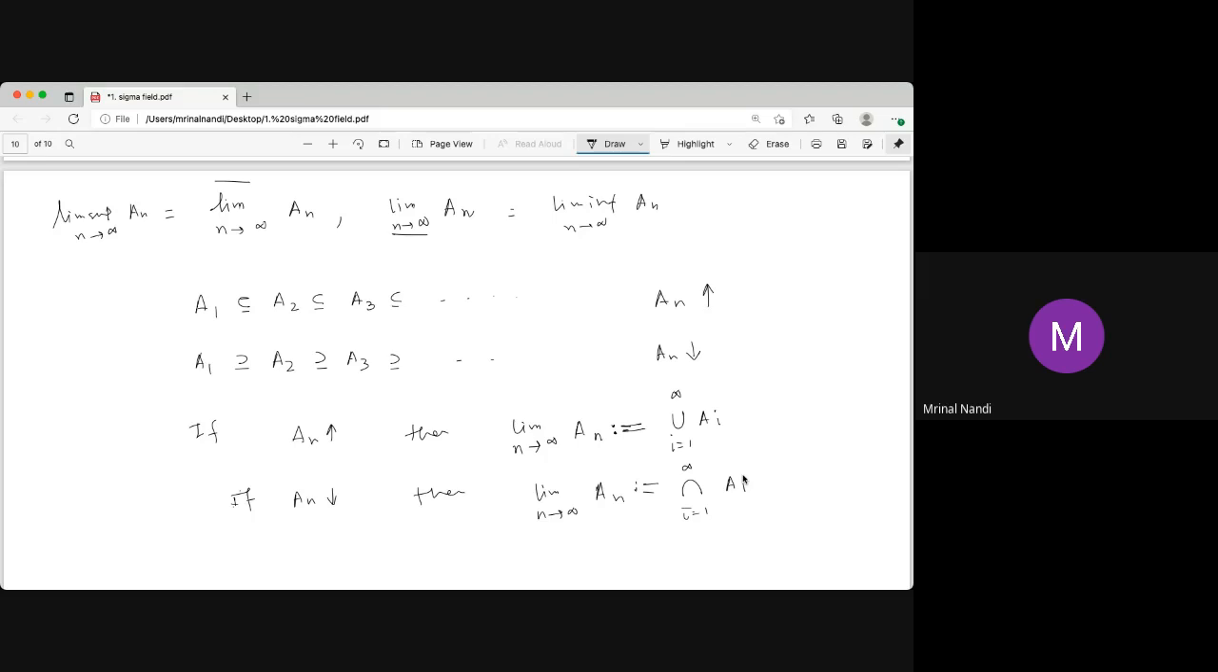I'll give the proofs and these definitions in the next class. But remember, this set theory is very important for measure theory. I'll stop.